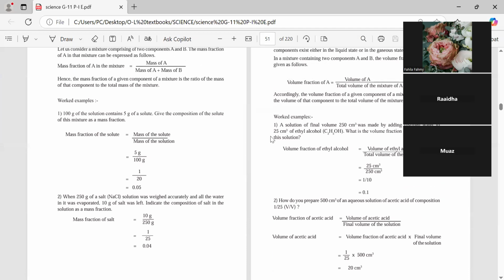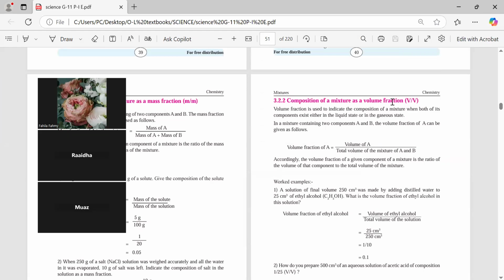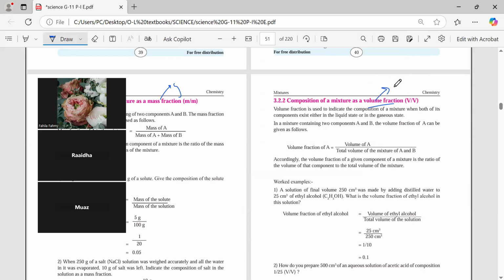So similarly, you can work with volume fraction, same as mass fraction. In mass fraction, what were you dealing with? You are dealing with grams. In volume fraction, you will be dealing with what? Volumes, right? Cubic centimeters. Does this make sense? The mass fraction, the volume fraction. Yes, miss. So we call it V over V, M over M, right? The same thing, only this time you are going to work with volumes.